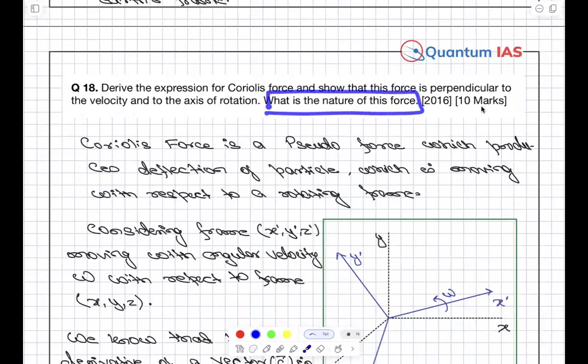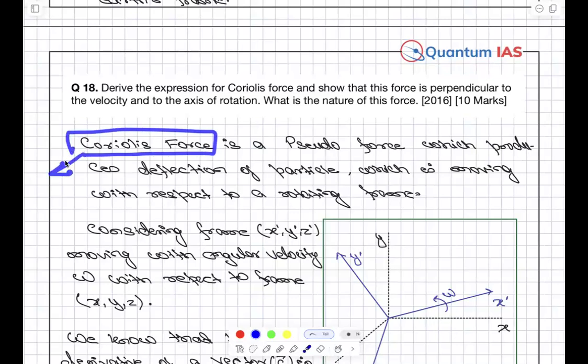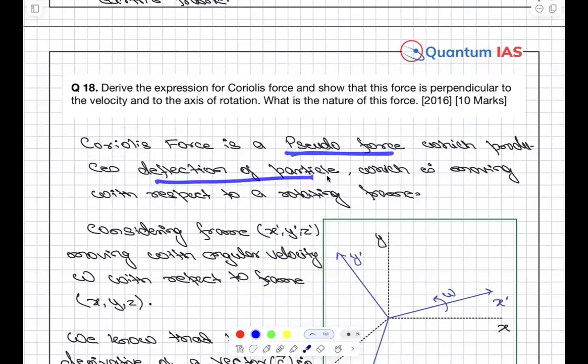Now, 10 marker. We have to understand one thing that whenever we are dumping any formula, we have to write the basic derivation of it. So first we will define what? In the introduction, we will define Coriolis force. Now the definition should be complete, meaning it should carry maximum information in minimum words. So Coriolis force is a pseudo force, first line, which produces deflection of a particle which is moving with respect to a rotating frame. So if a particle is moving with respect to a rotating frame, then only it will act and it will produce deflection of the particle.